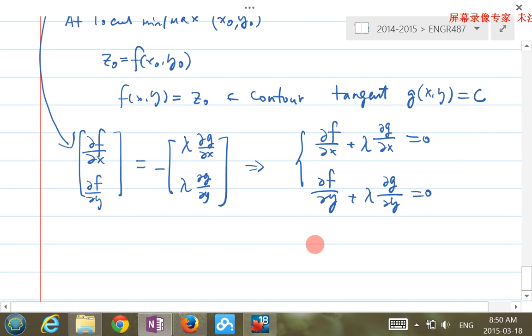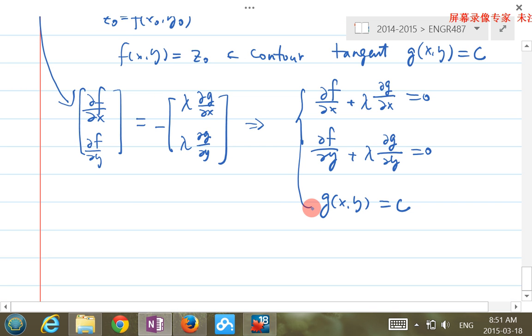But remember, we have one more, which is what? The constraint. Okay, the constraint. So now you have three equations, three unknowns, x, y, lambda. Then you will be able to solve, and the solution will be a stationary point basically. But you have to check if it's a local min or local max. Okay, so the focus is on the three equations.